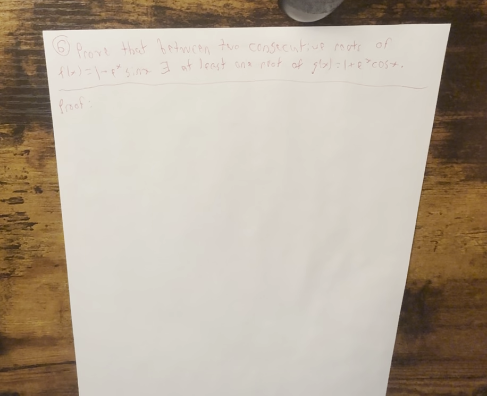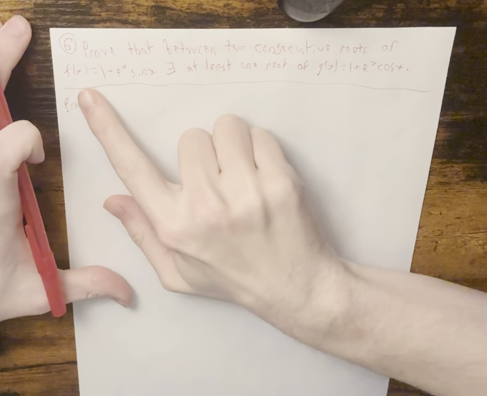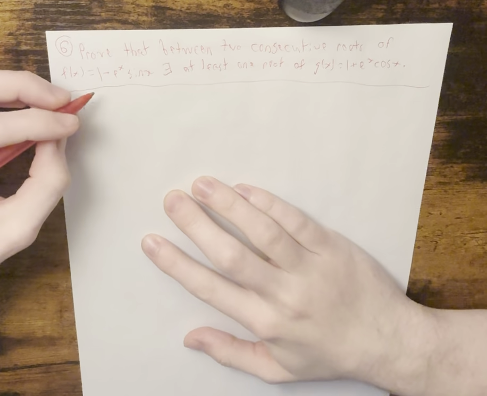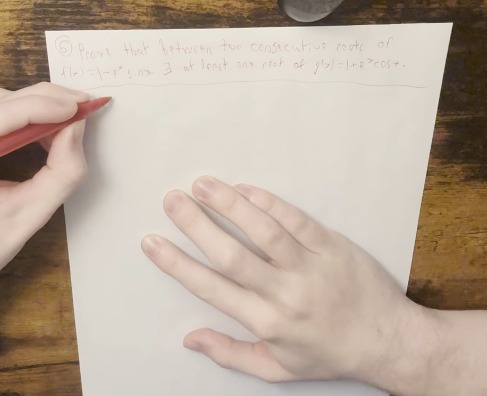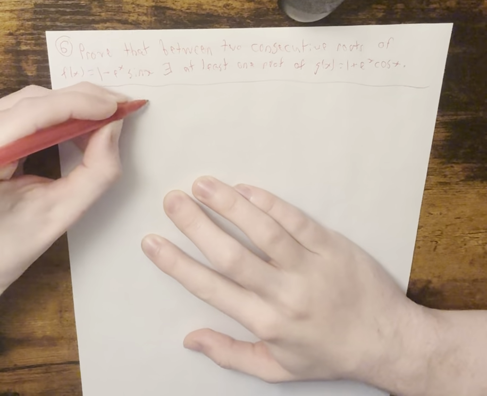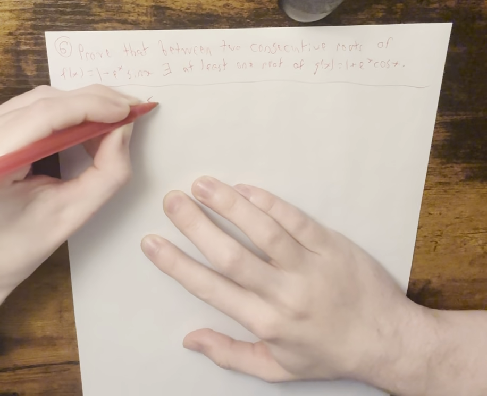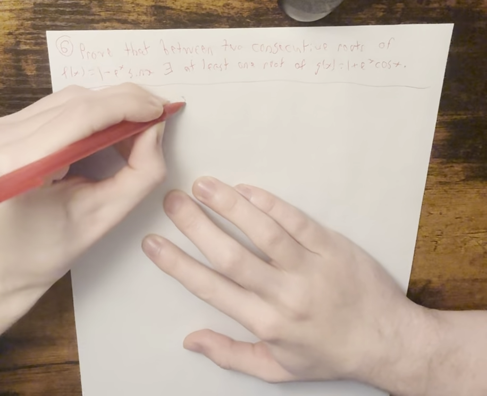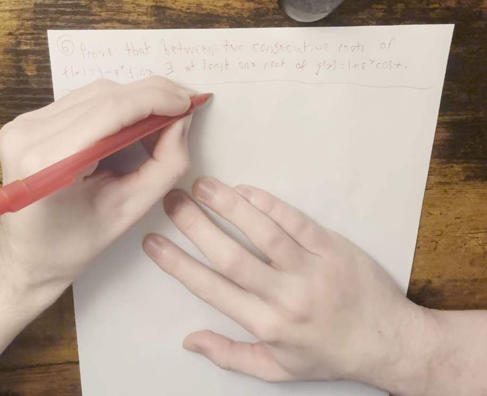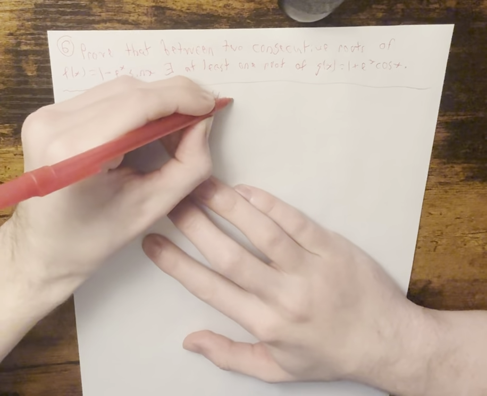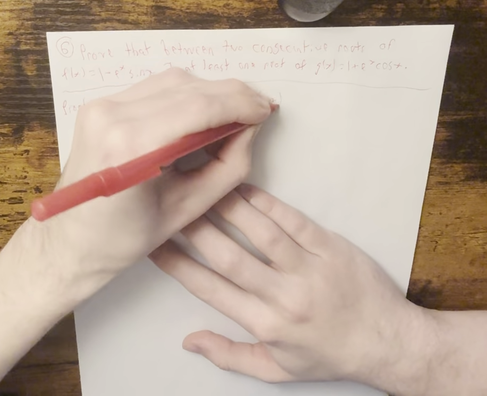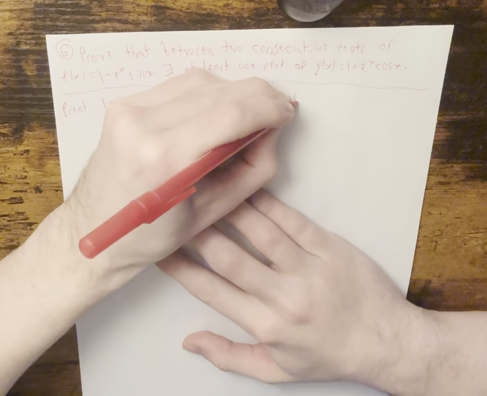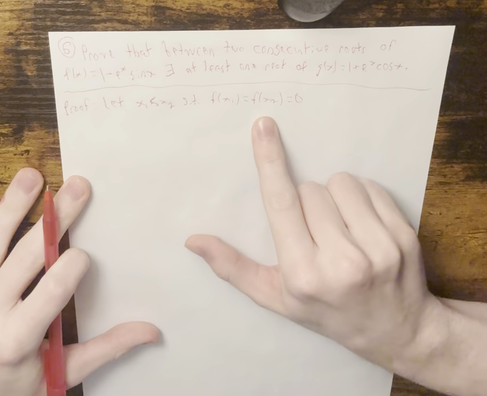Okay. So first, we want to establish two consecutive roots of f(x). And so I will let x1 be less than x2 such that f(x1) is equal to f(x2), and both are equal to 0 because they are roots.